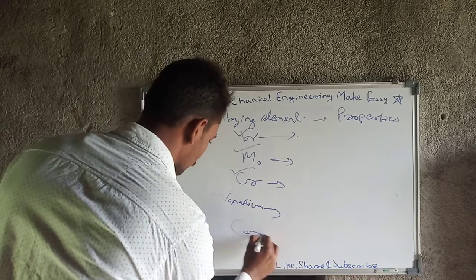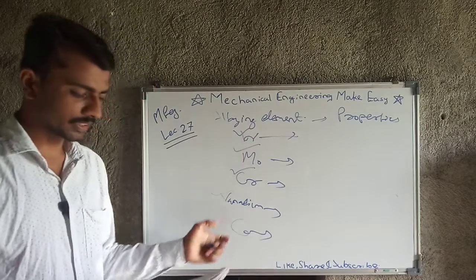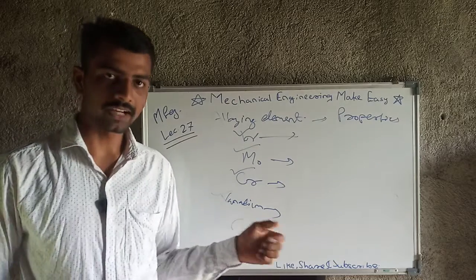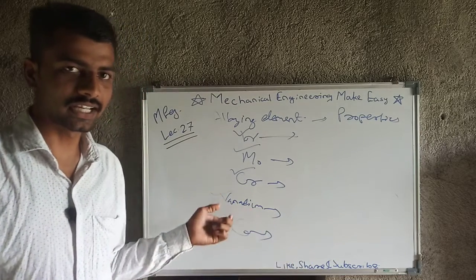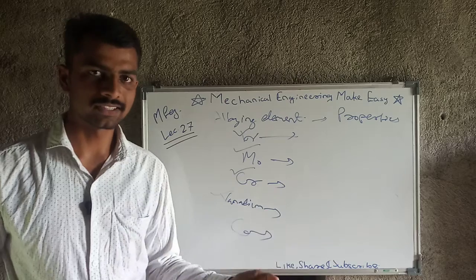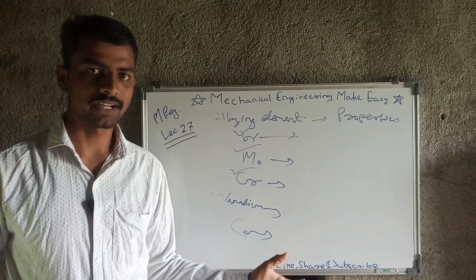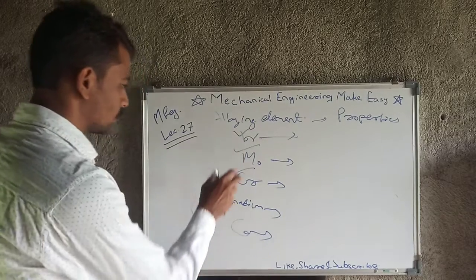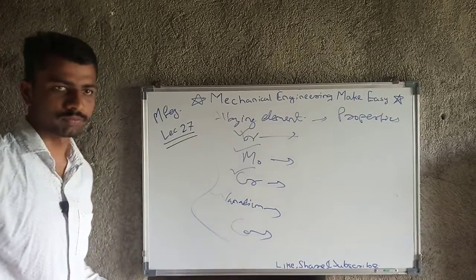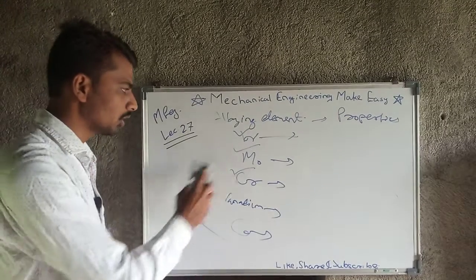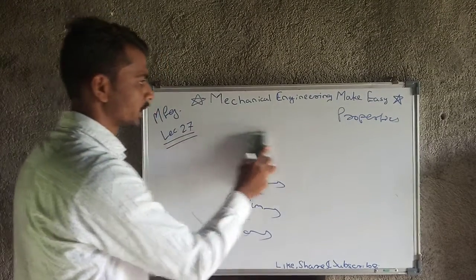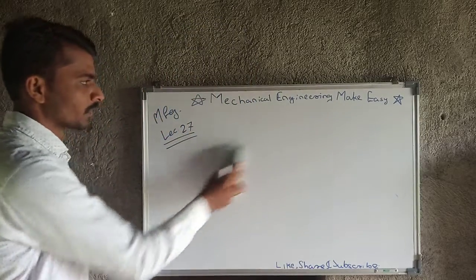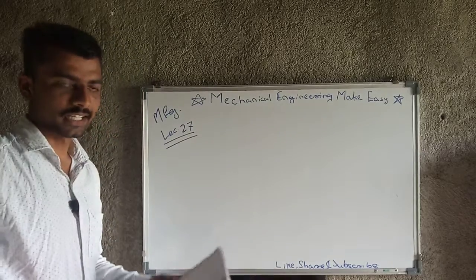Then next is cobalt, and cobalt also increases hot hardness and toughness. Then carbon is a hardening element and forms carbides, and because carbides form, the hardness increases. So these are only some of the elements I have taken here. In the material science subject I will teach you all the alloying elements, what kind of properties we can change and how we can change them.